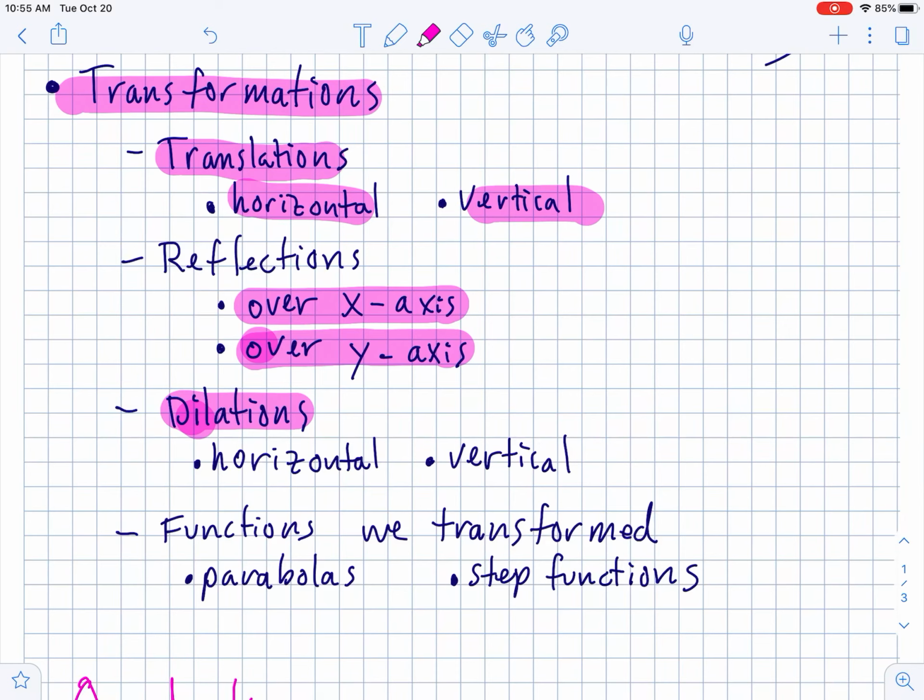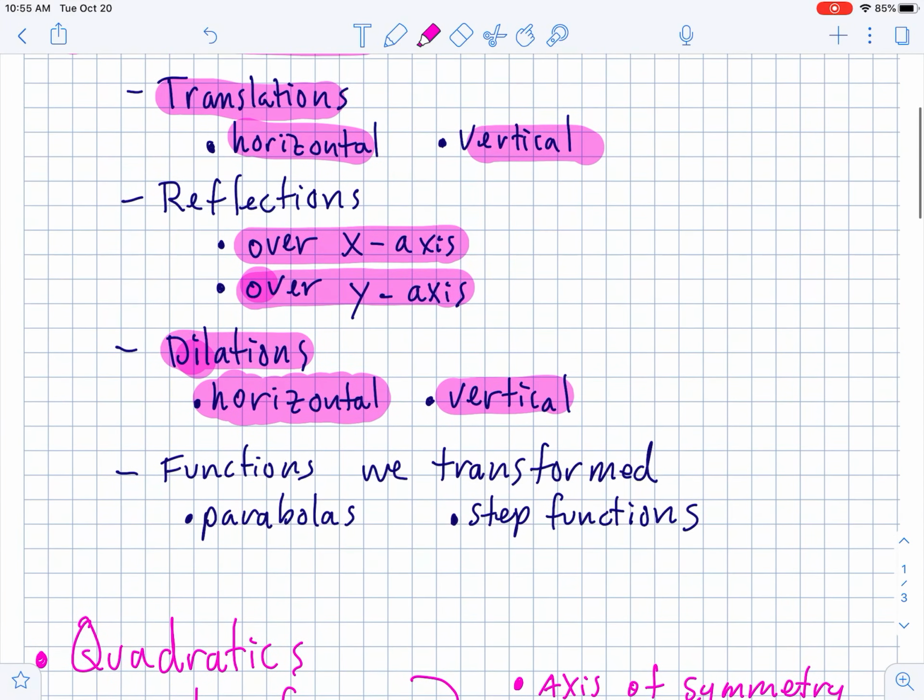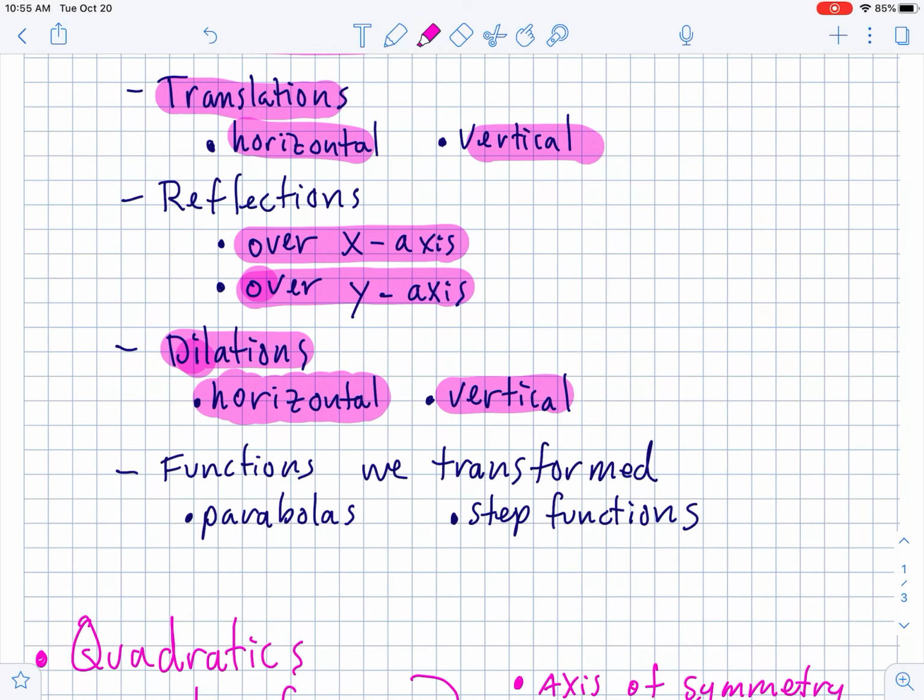Dilations, those are stretching and compressing. We did that both horizontally and vertically. Remember that with the vertical, it works the way you want it to. Numbers bigger than 1 actually stretch it up and down, and numbers in between 0 and 1, like fractions and decimals, they squish it, they compress it from the top and the bottom. But the horizontal is the exact opposite. Numbers bigger than 1 actually compress it, and numbers in between 0 and 1 actually stretch it horizontally.